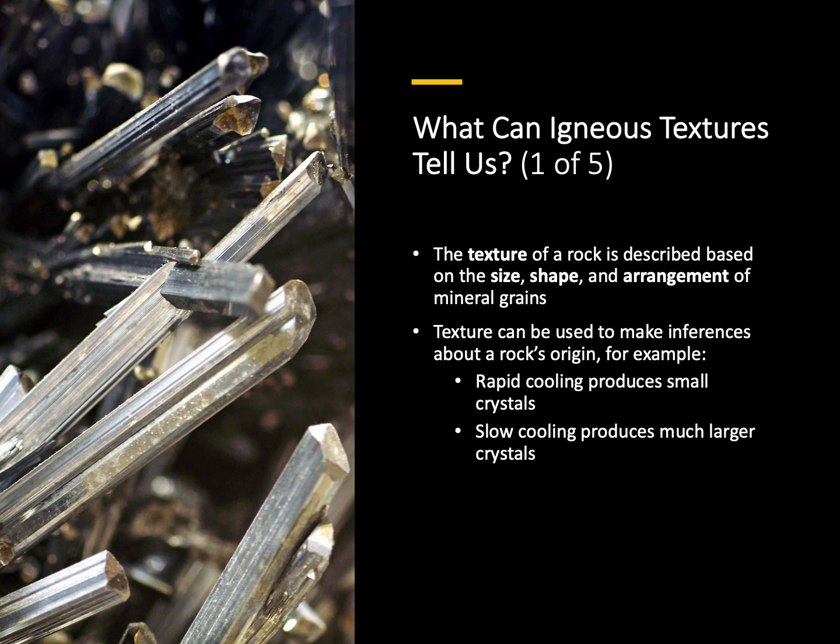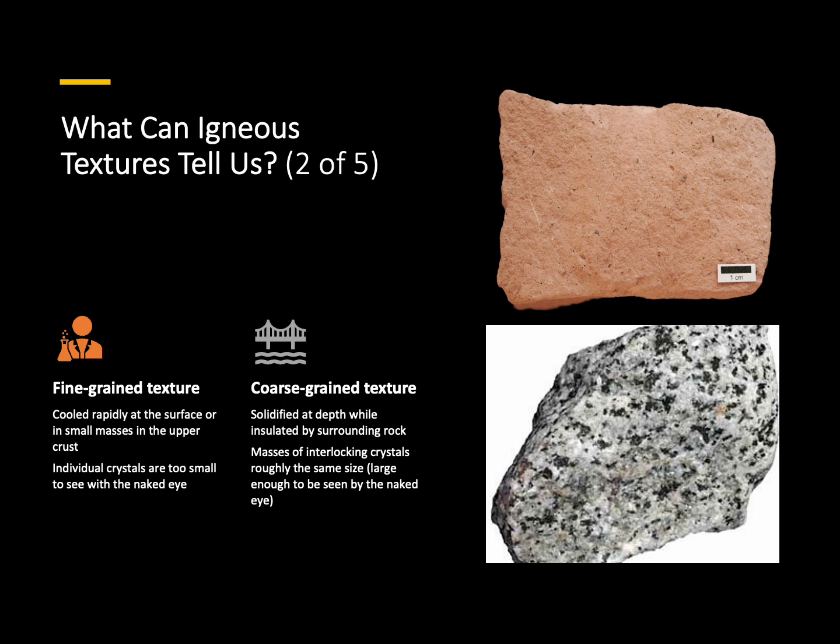And remember that quick cooling produces small minerals because they don't have enough time to form larger ones before they turn into a solid. Whereas slow cooling that happens over a long period of time is capable of producing much larger mineral crystals. In total, we have 6 different textures for igneous rocks. And our first 2 are fine-grained and coarse-grained.